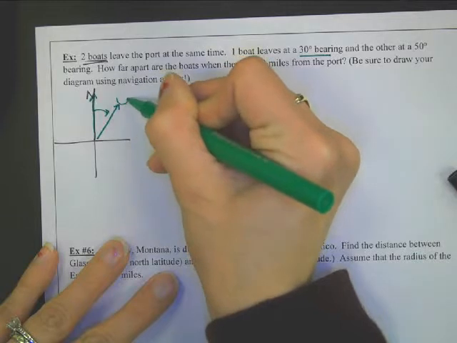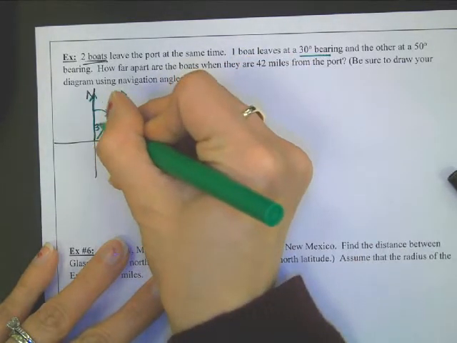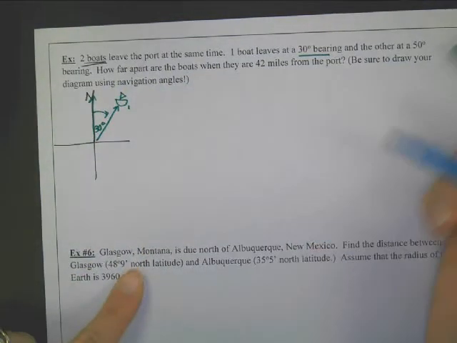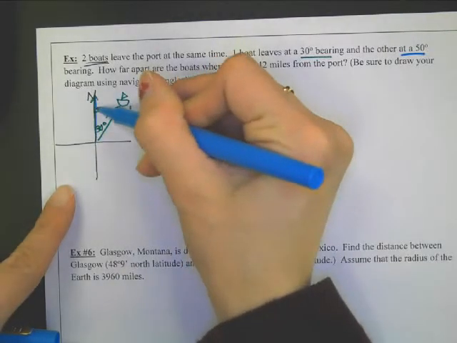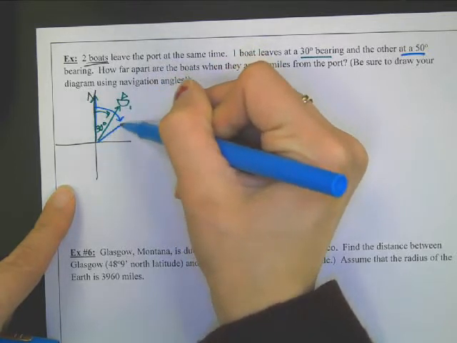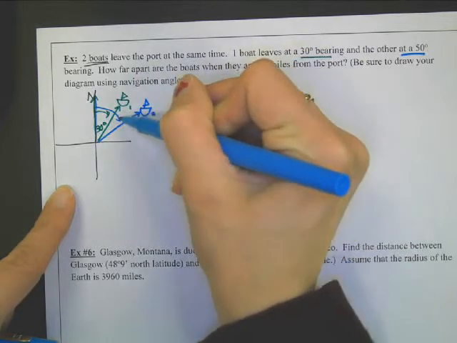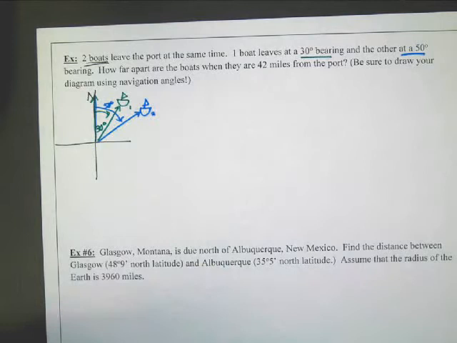Okay, so I'm going to say that this is boat number 1. Oh, that's a cute picture. This is 30 degrees. All right, now where's boat number 2? Boat number 2 is at a 50-degree bearing. Okay, starting at due north, but this one's going to swing a little bit farther. It's going to swing 50 degrees, and this is boat number 2. Okay, he swung 50 degrees. How far apart are the boats?